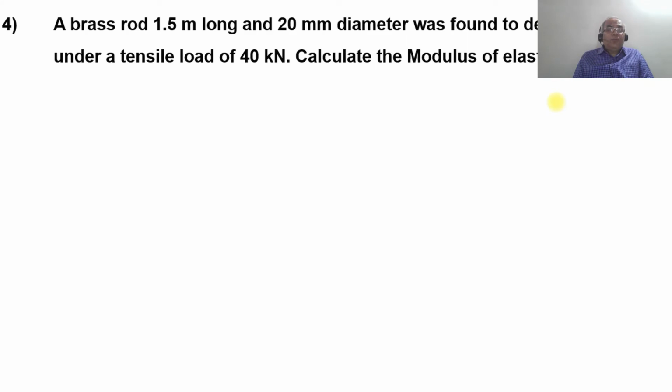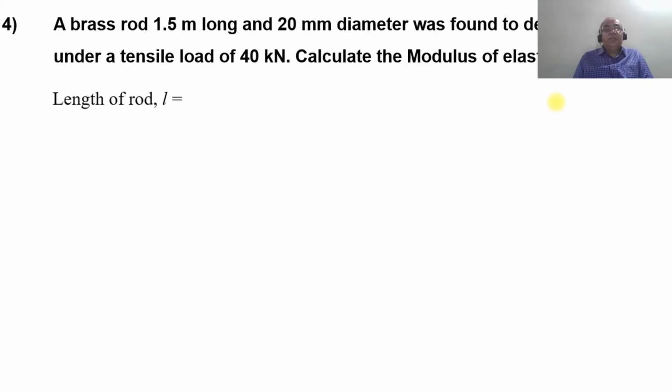Now we're going to take up one more problem. A brass rod of 1.5 meters long and 20 mm diameter was found to deform by 1.9 mm under a tensile load of 40 kilonewton. Calculate the modulus of elasticity of the rod.